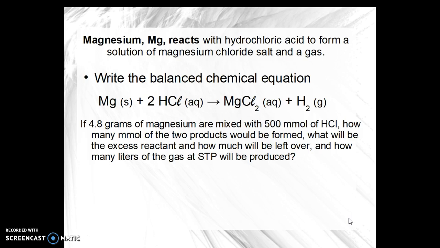Here's the question. If 4.8 grams of magnesium are mixed with 500 millimoles of hydrochloric acid, how many millimoles of the two products would be formed? What will be the excess reactant, and how much will be left over? And how many liters of the gas at STP will be produced? This might look very complicated, but really does yield to a RICA table.